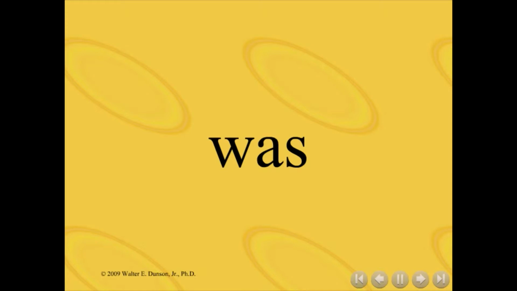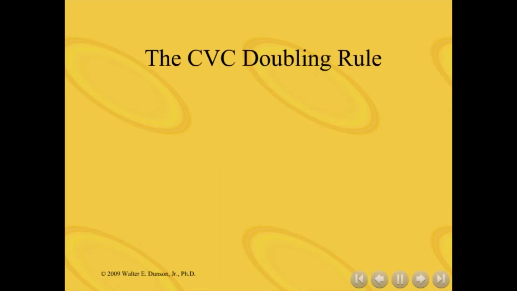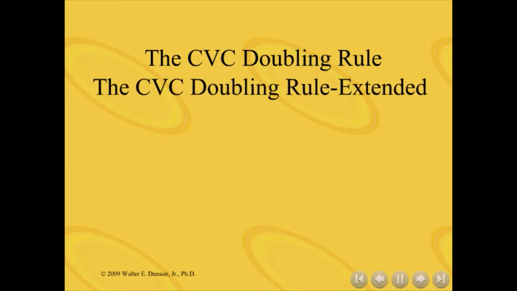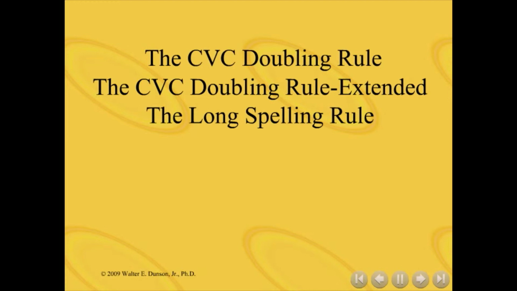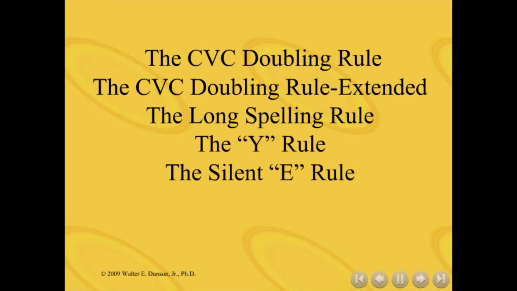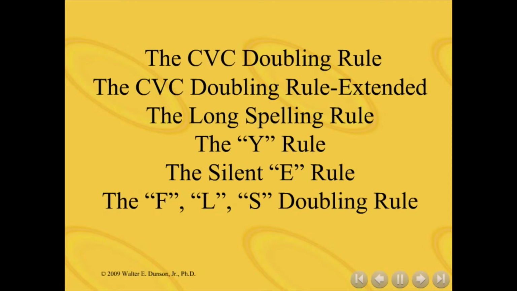It is non-phonetic. It is not pronounced the way that it's seen, nor is it spelled the way that it's spoken. Anglo-Saxon word construction has given us our spelling rules, like the CVC doubling rule and the CVC doubling rule extended, the long spelling rule, the Y rule, the silent E rule, the FLS doubling rule, and the somewhat confusing vowel teams.